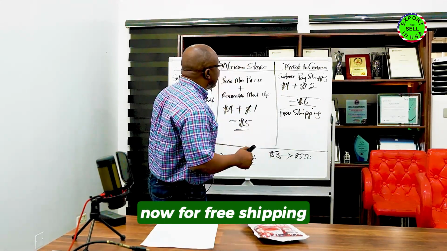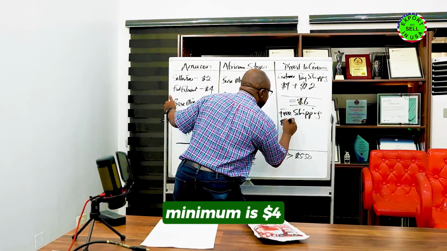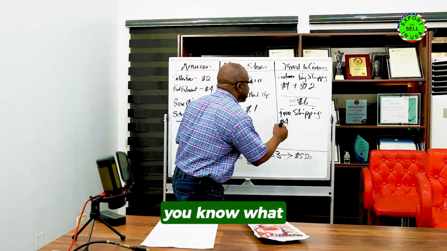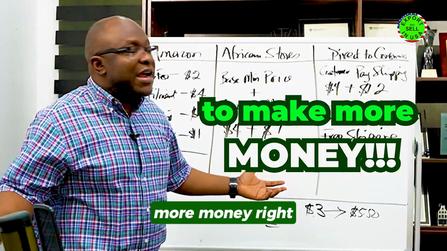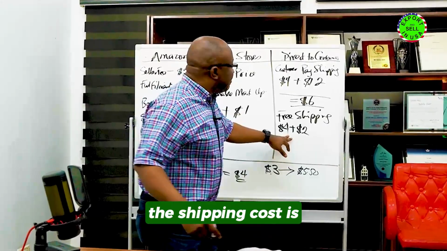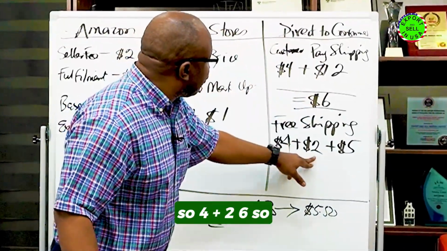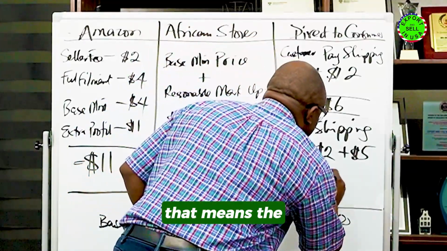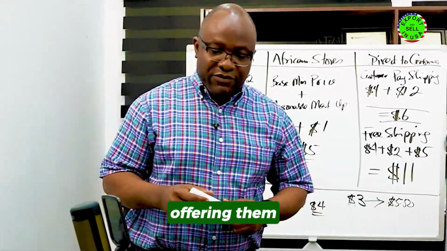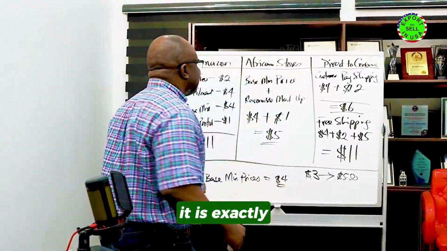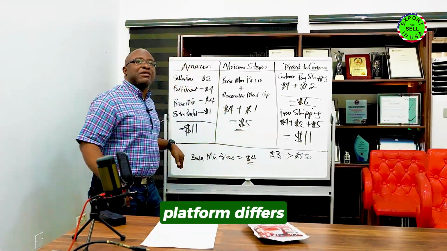Now, for free shipping, you have to add your base minimum. So my base minimum is $4. And I now decide, you know what, I'm going to make $2 extra, because I want to make more money. And you know the shipping cost is what? Say $5 in this case. So 4 plus 2, 6. So that means the minimum you are going to sell that product is going to be $11 if you are offering them free shipping. So you can see it is exactly the same product, but the price that you are selling it on various platforms differs.